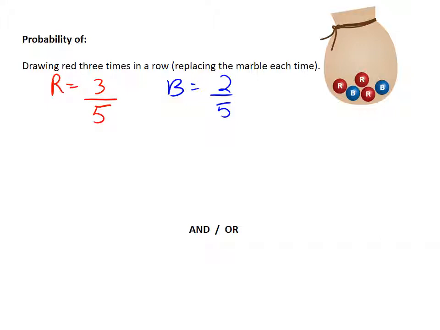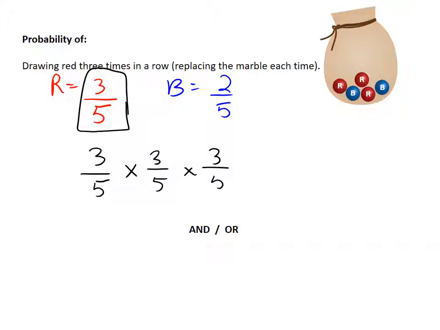And then if we want to draw red 3 times in a row, we're looking at this odds 3 times. We want to draw red, which is 3 out of 5, and we want to draw red again, 3 out of 5, and we want to draw red. So 3/5 times 3/5 times 3/5. And as I just explained, in multiplication, we just multiply straight across. 3 times 3 is 9, times 3 is 27. 5 times 5 is 25, times 5 is 125. So not really great odds of drawing red 3 times in a row.